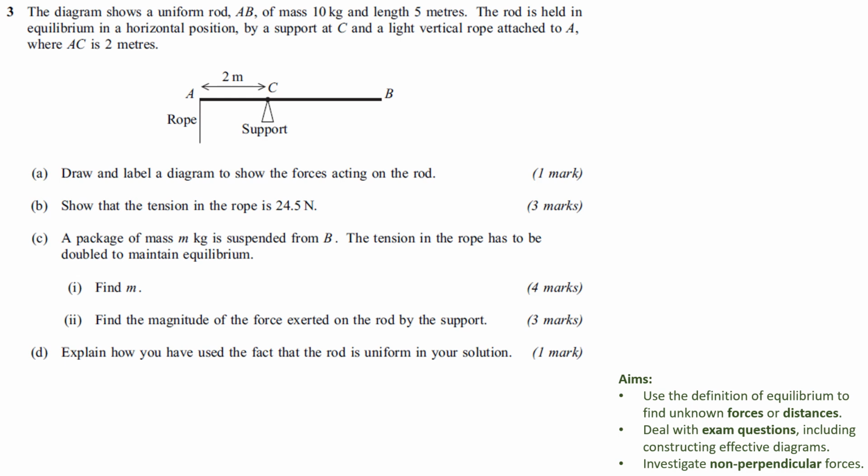This is a great example of that. When we get to part C, the diagram changes, so you'll need a new diagram. They're adding a package of mass M to one side of the rod, and as a result the tension in the rope changes, so it's going to be a different value to what it was before. You'll need to go back through and work your equations once again.